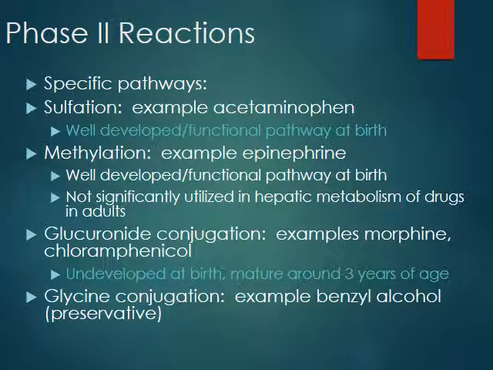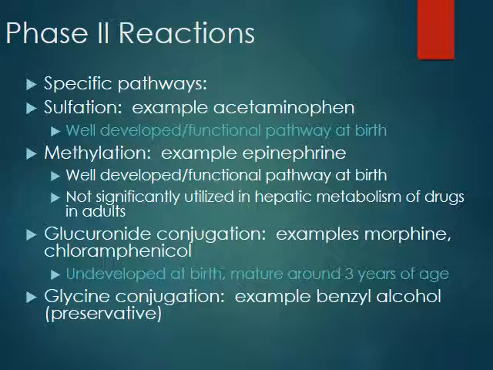As far as specific pathways, you'll see some of them are going to be well developed, some are going to be less well developed depending on the patient. So an example of something that's very well developed at birth would be sulfation, which is important for metabolizing acetaminophen. This is why kids tend to have a pretty high dose tolerance before you start to see hepatotoxicity, because they have such a good sulfation pathway at birth.